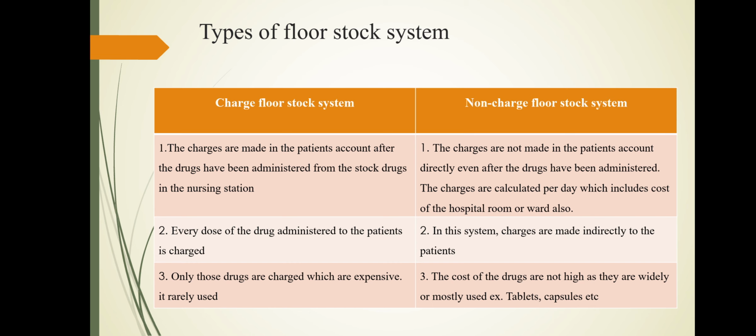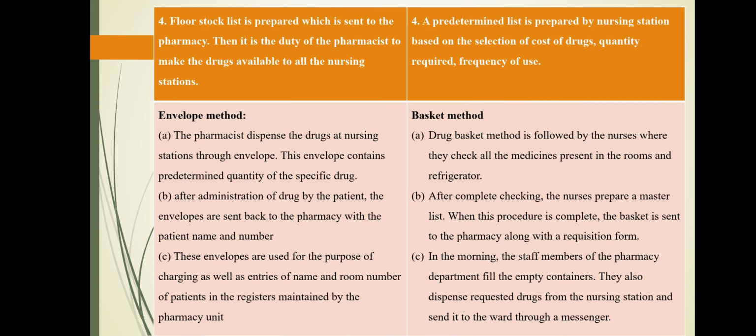Next, in the charge flow stock system, every dose of medication administered to the patient will be charged, whereas in the non-charge system, the charges are made indirectly to the patient's account. In the charge flow stock system, only those medications which are very expensive and rarely used are charged. In the non-charge flow stock system, the cost of the medications is not that high, such as capsules and tablets.